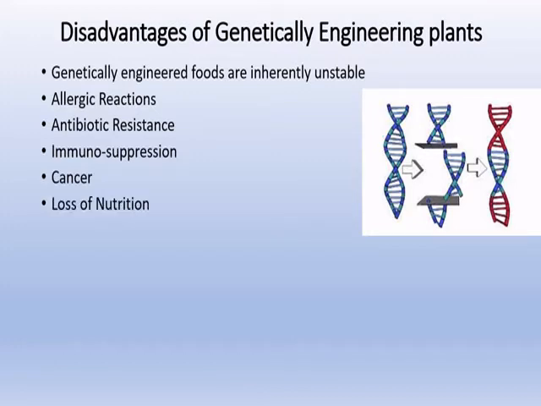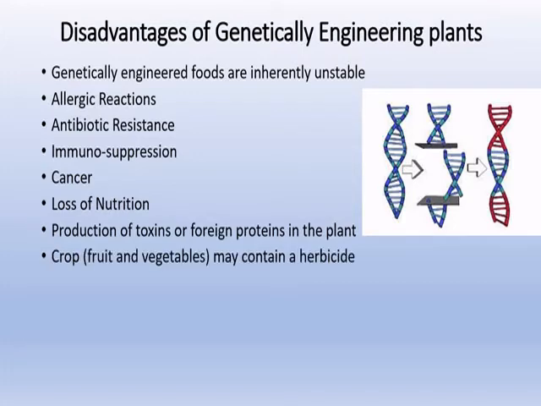There can even be a loss of nutrition because of the gene being switched off because of the gene you inserted. Toxins can be produced, foreign proteins can be produced in the plant, which can obviously explain things like allergic reactions or immunosuppression or cancer. The crop may contain a herbicide, like the cornfield which is sprayed with a weed killer. The weed killer goes into the plant and then ends up inside the corn, and we eat that corn. Even in small dosages, in the long run, it can have a negative impact on health.